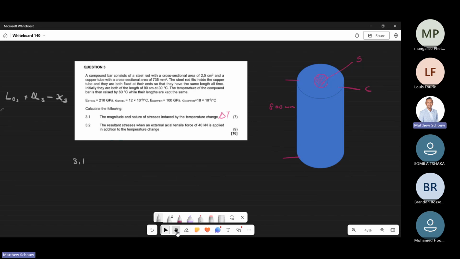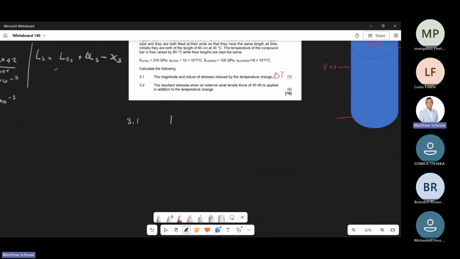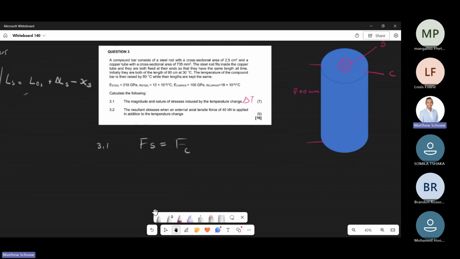So the first thing we do, again with this question, we say F1, if steel equals F copper. So F steel is going to be stress of steel times its area. Now its area is given as 2.5 times centimeter squared times 10 to the 2, which should be 2.5 times 10 to the negative 4 square meters. That's conversions, right? And then we have your copper 735.